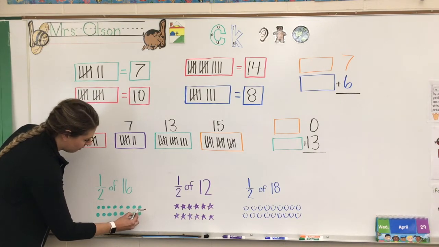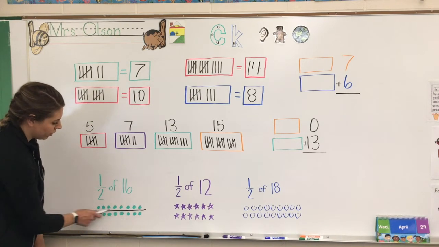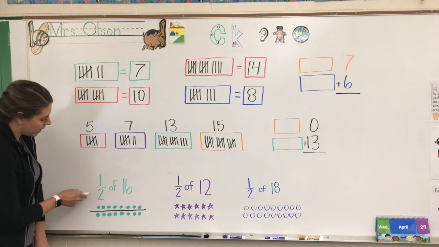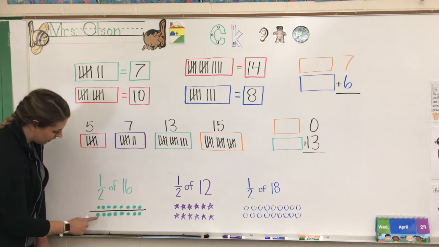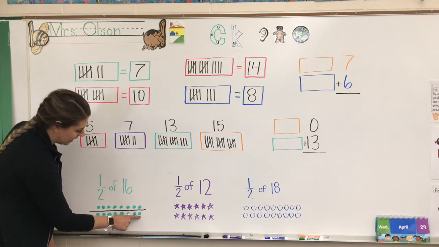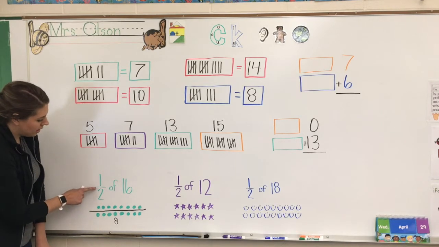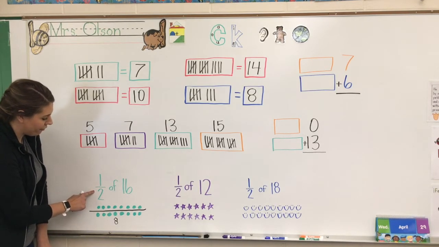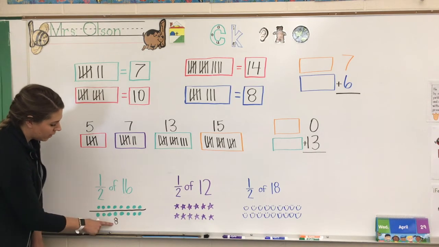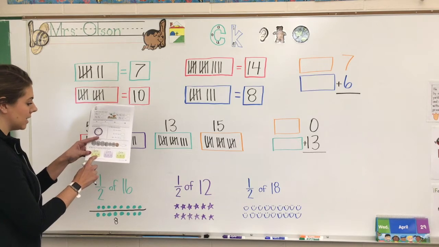If we just draw a line right down the center, now we've split it into 2 groups. So what is one of those 2 groups worth? Well, let's see. 1, 2, 3, 4, 5, 6, 7, 8. So we know that there's 8 dots on this side. So 1 out of 2, so 1/2 of 16 equals 8. So you'll mark under the bubble in the middle there for 8.